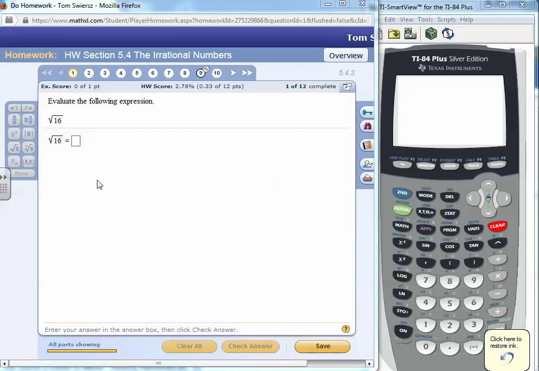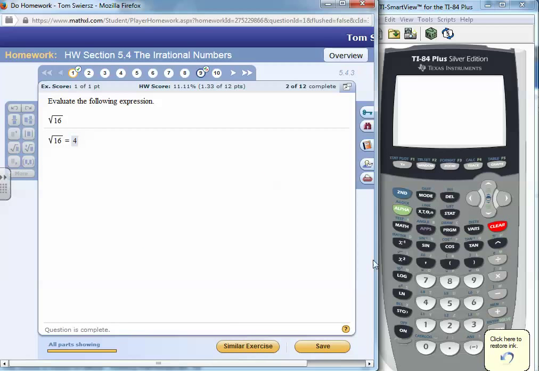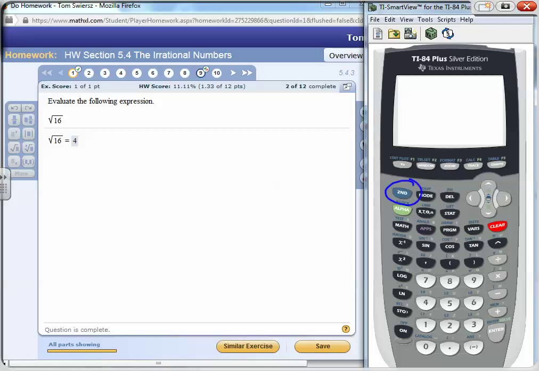Okay, let's go ahead and put this answer in to verify we're correct, which we are. On the calculator, the square root key is in blue on the x squared, or on the TI-83 it's going to be in yellow. So you will hit the second key, and then you will hit the x squared key, and you'll get the radical sign up here. Then you'll put in the number underneath the radical.